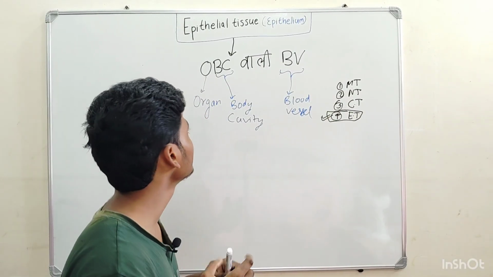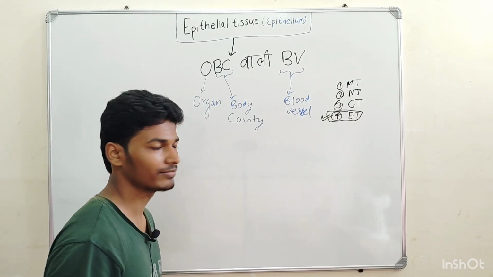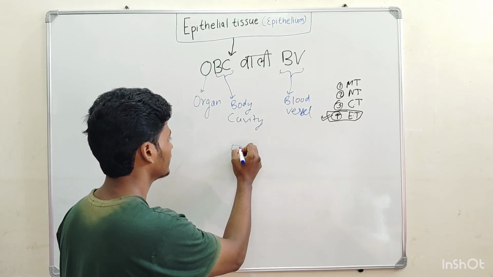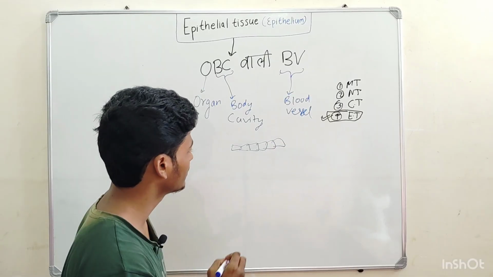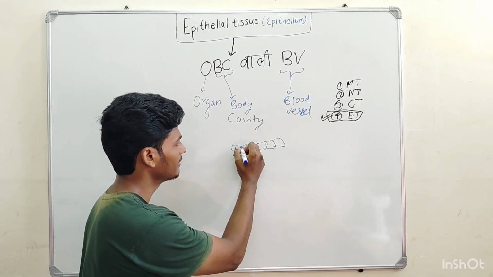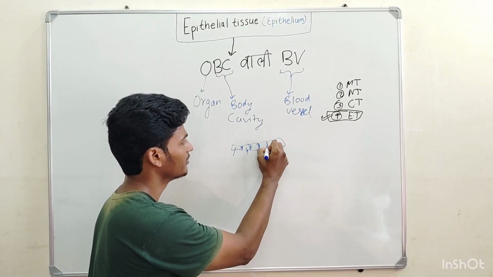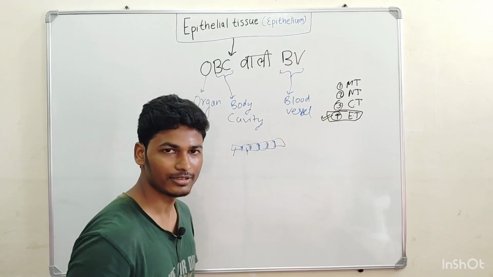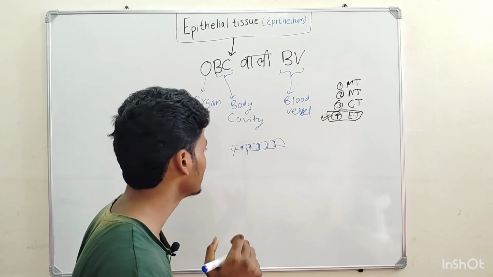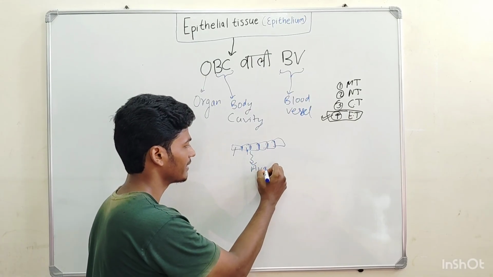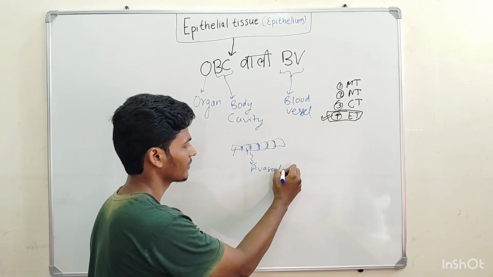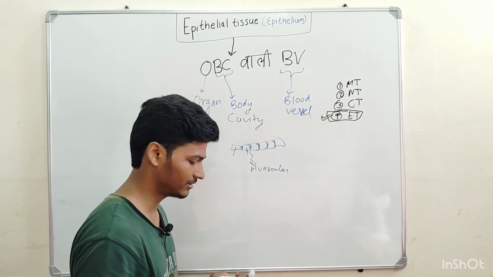Actually, it is a tissue, and tissues are made up of groups of cells. In the epithelial tissue, the cells are, as you can see, tightly packed. Means there is very little gap between the cells, and these cells are avascular. Means there is no blood supply in these cells.